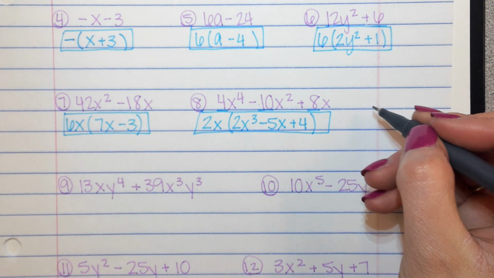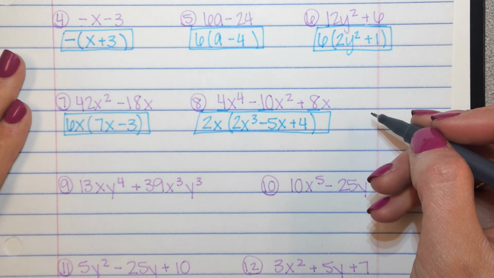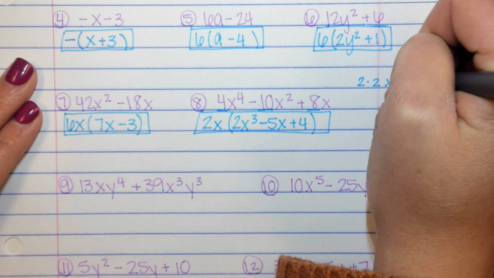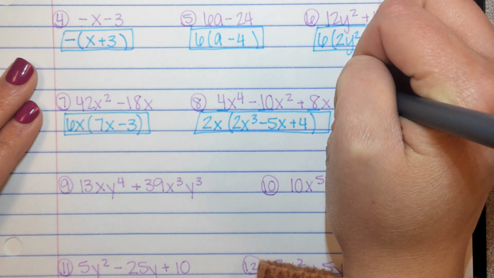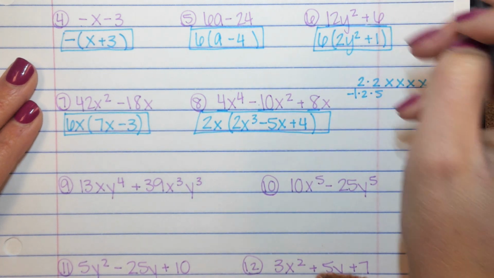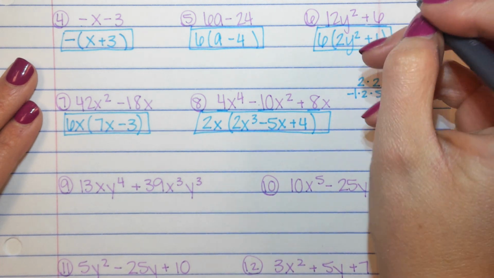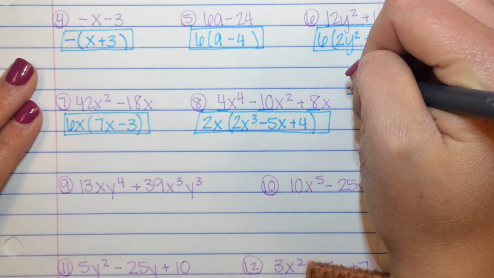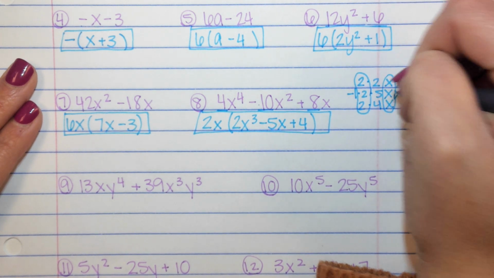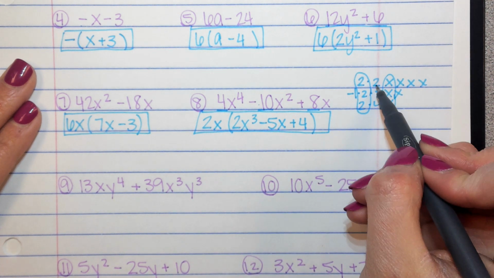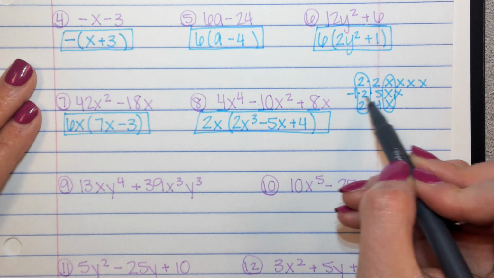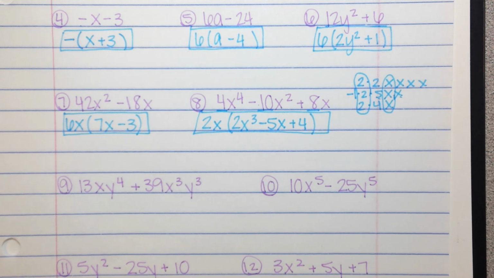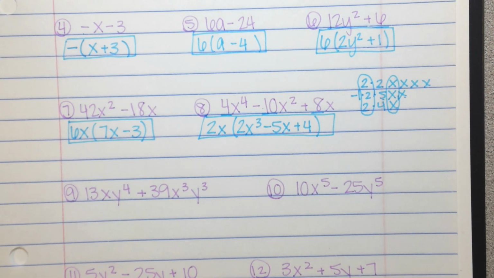Okay, and this one you could also list out the different factors here and see how many pairs you could make. So for 4, I could do 2 times 2 and then 4 x's. For negative 10, I could do negative 1 times 2 times 5, and it's 2 x's. And then for 8x, I could do 2 times 4 and just 1 x. So there's a set of 2's and a set of x's. So we bring out a 2x, and on the top I have 2 and 3 x's. On the middle I have negative 1 times 5 times x, and on the bottom I'm just left with a 4. Okay, so if all else fails, list out the terms.